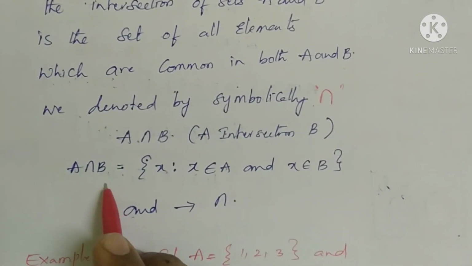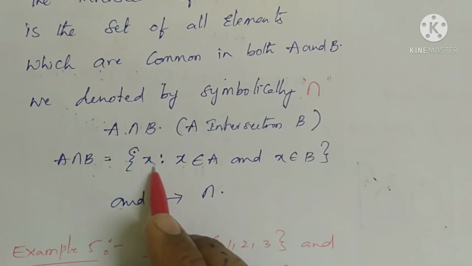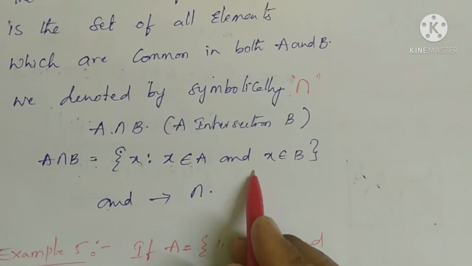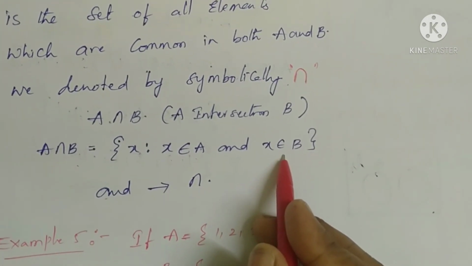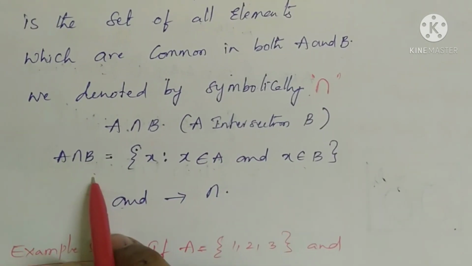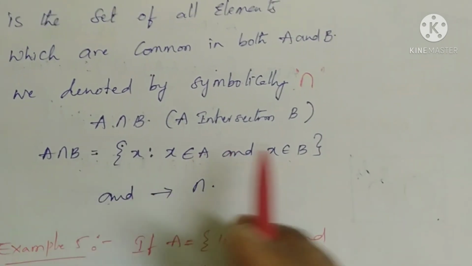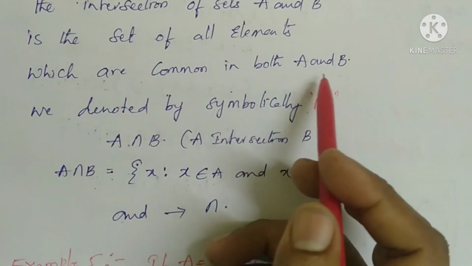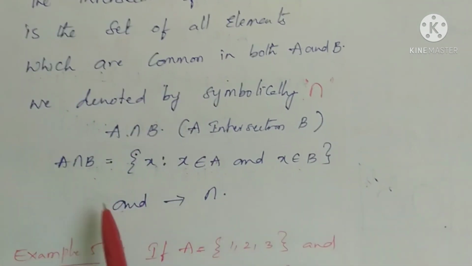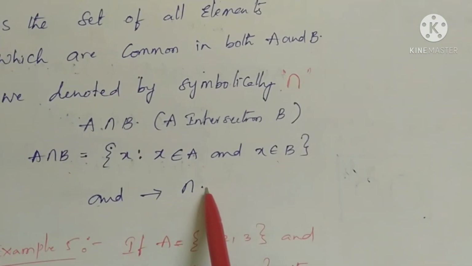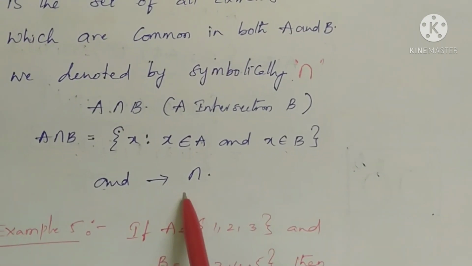So here A intersection B is equal to the set of X, where X is an element such that X belongs to A and X also belongs to B. So X is the intersection result of A and B. X is the common element of both A and B. Here the symbol ∩ means intersection.